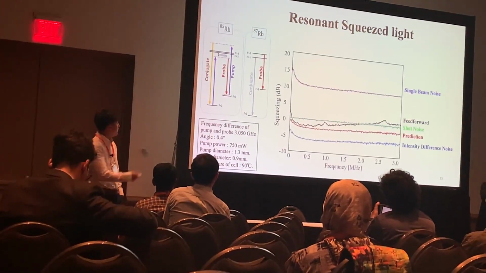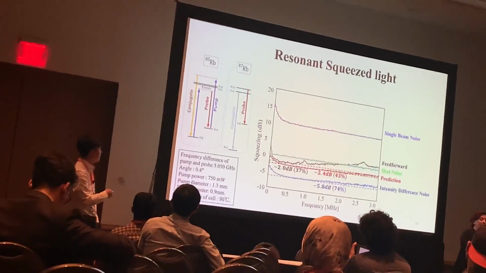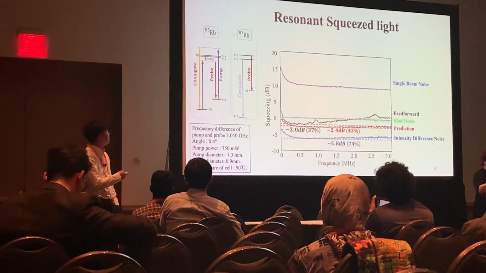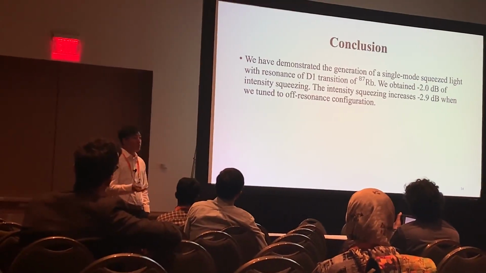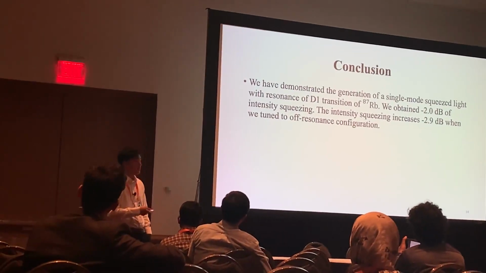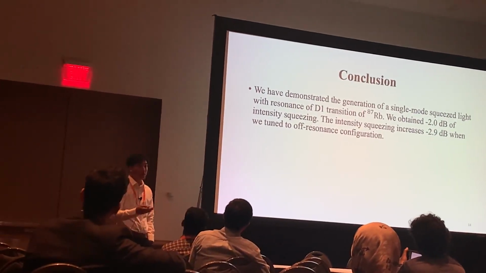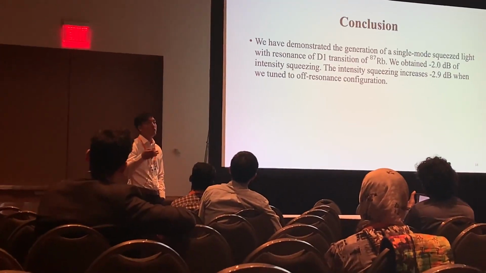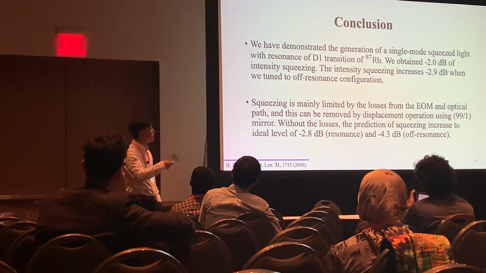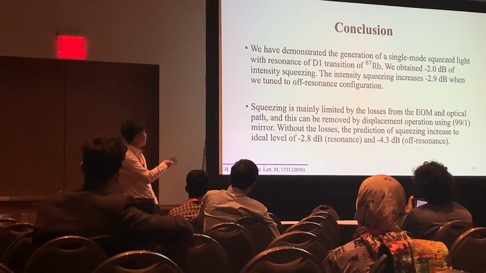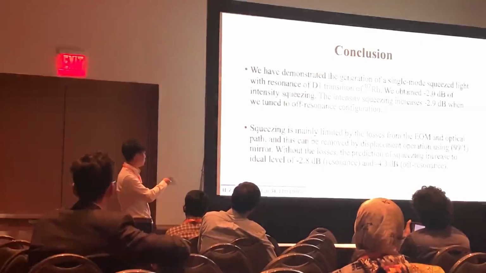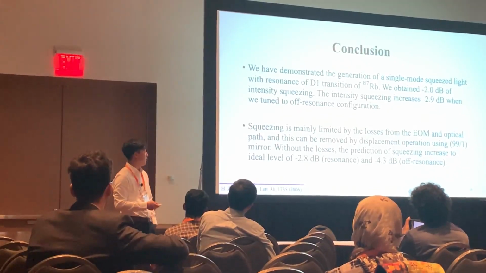For the on-resonant case, from 5.8 dB of squeezing, we got about 2 dB of squeezing on resonance with the F=2 to F'=2 transition of rubidium 87. So here I show that we generate resonant and off-resonant single-mode squeezed light with 2 dB and 2.9 dB of squeezing. This is mainly limited by the transmission, the losses from the feed forward. We believe that this can be improved by bypassing the amplifier. This group has shown that we can bypass it by using a high reflecting mirror, and using that we are getting a prediction of 2.8 dB on resonance and 4.3 dB off resonance.